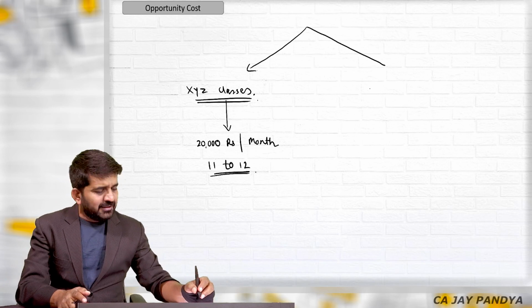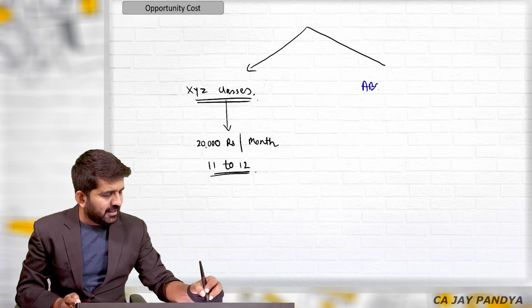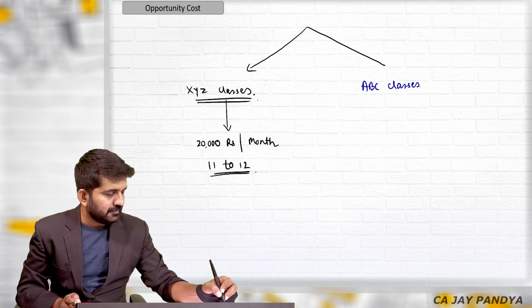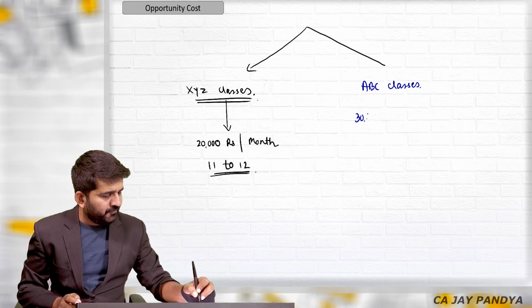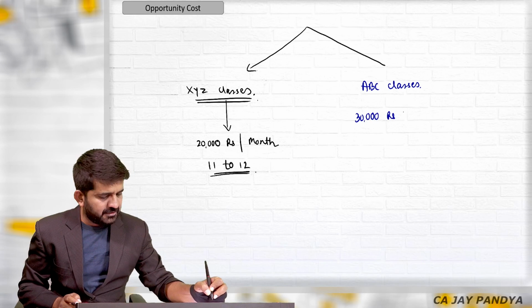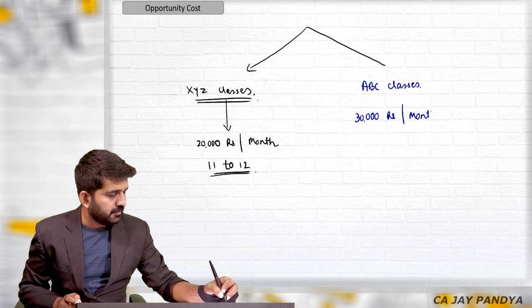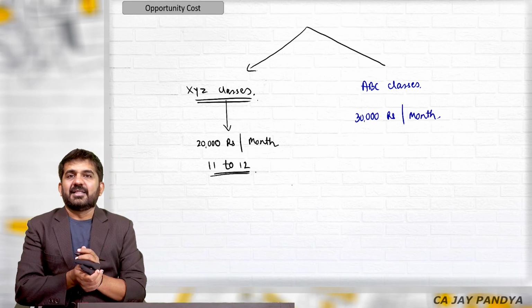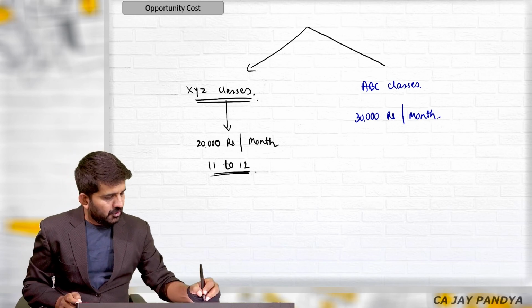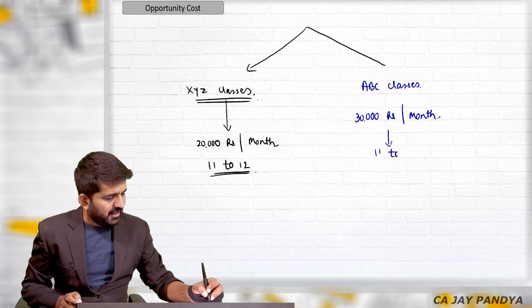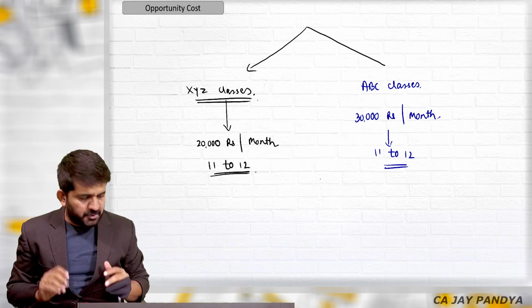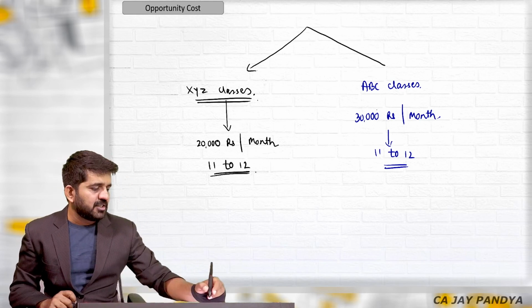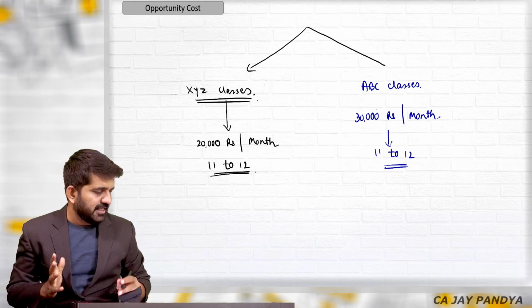There are another classes, say ABC classes, which also gives me an offer of 30,000 rupees per month for the same time, 11 to 12. So I'll have to select one option. Either I'll have to select XYZ classes or I'll have to select ABC classes.